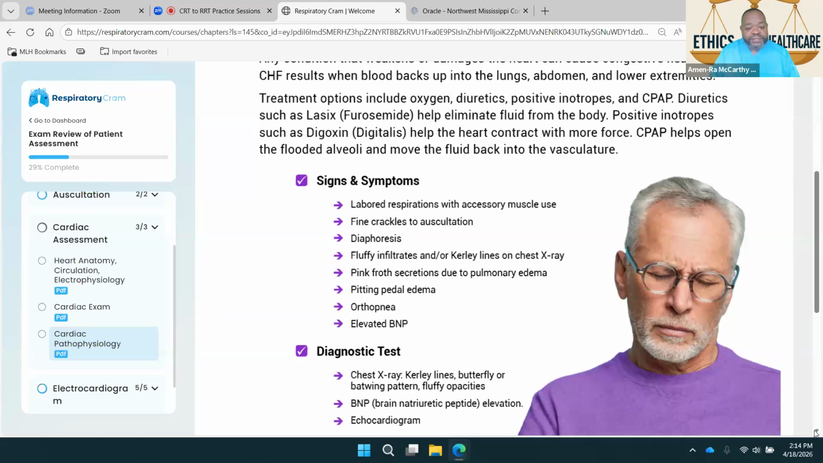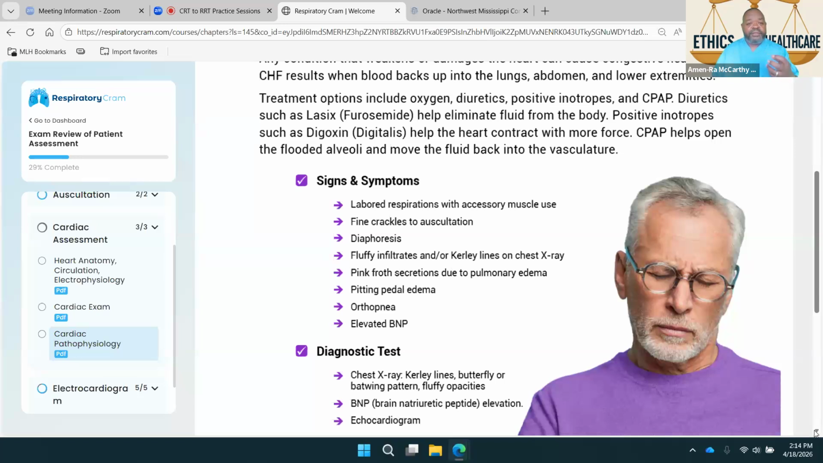Pink frothy secretions due to pulmonary edema, right? Pitting pedal edema, that's around the ankles. You can push the skin of the ankles and it leaves a big print. That's pitting edema, I'm sorry. Orthopnea and an elevated BNP. Okay, those are some of the signs and symptoms of CHF.